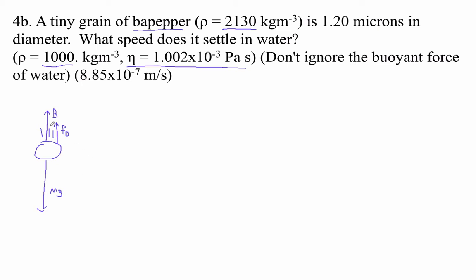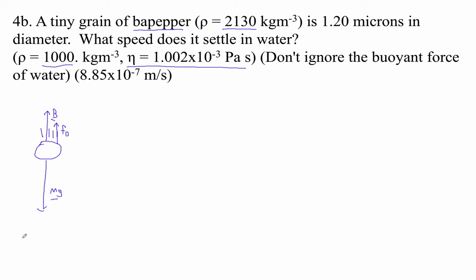I'm your teacher, right? So if this thing is moving at a constant speed, and it will, then all these forces must add up. I think what we're going to do is figure out the B. We're going to find out mg, and then knowing that, we'll know how big this drag force is, right? And then we can figure out the velocity.